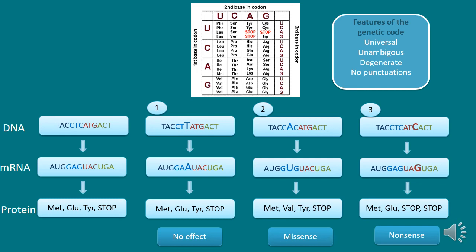So, point mutations in DNA in the form of substitutions may not have any effect on the protein, or synthesize a protein with structural and functional abnormalities, or else they will cause premature termination of the protein synthesis.